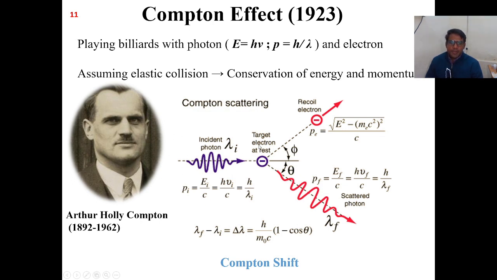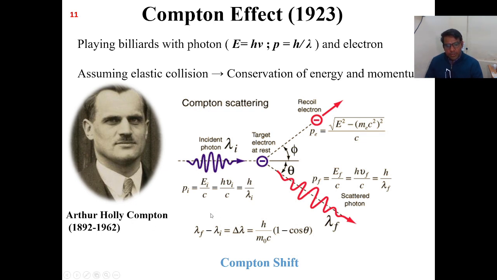This can also be explained if we consider this radiation as a photon or a particle, and we assume that the collision of this particle with the electron at rest is an elastic collision. By applying the concepts of conservation of energy and conservation of momentum, we come across this expression, that is delta lambda equals h upon m_e c times (1 minus cos theta), which is called the Compton shift.